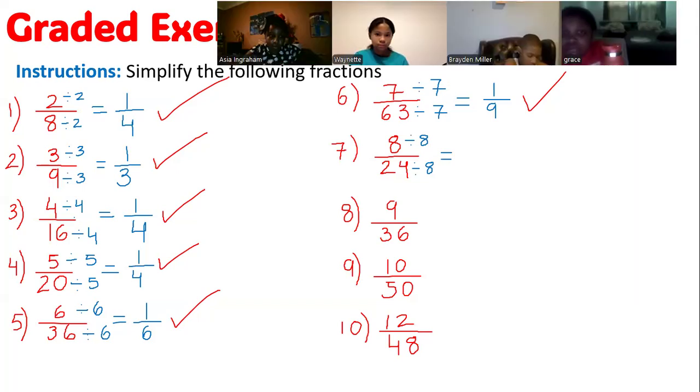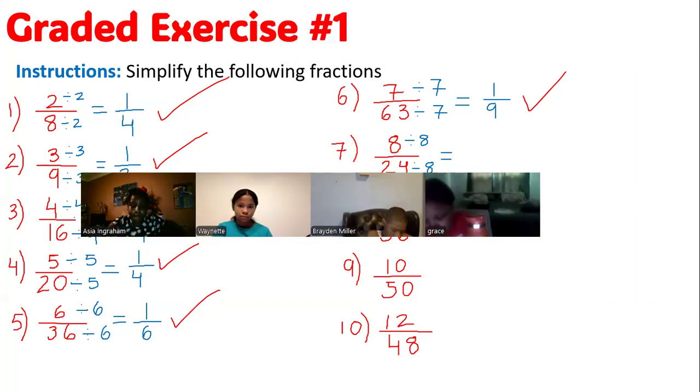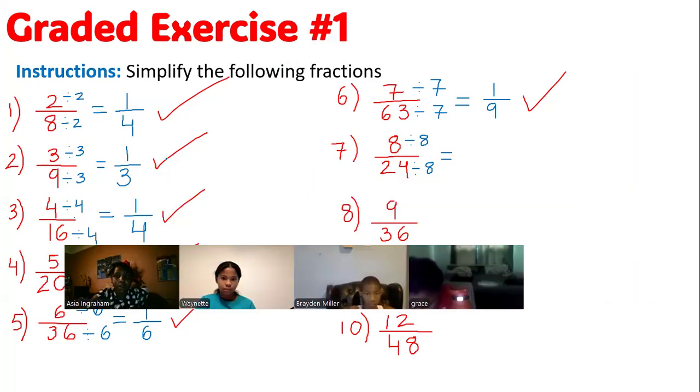Hello, Asia, what is 8 divided by 8? Asia, what is 2 divided by 2? Hmm. 4. No, 2 divided by 2.